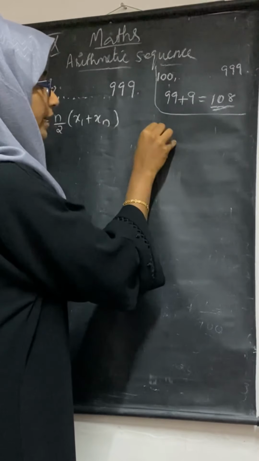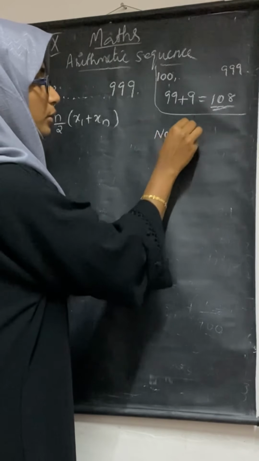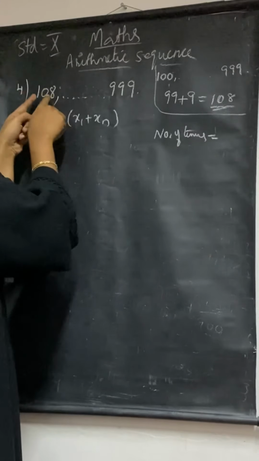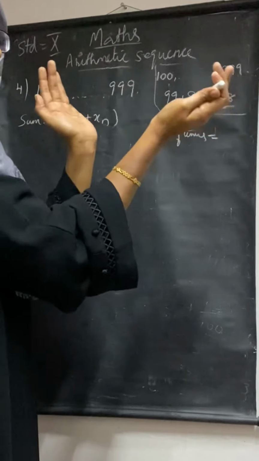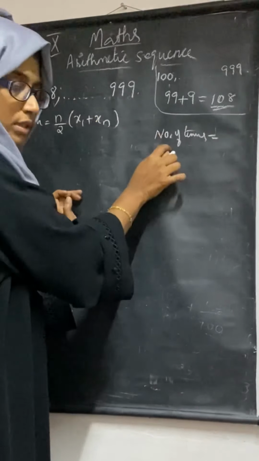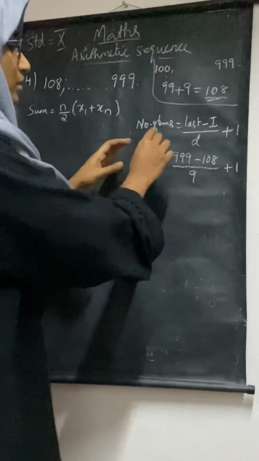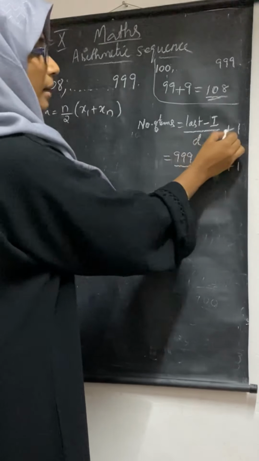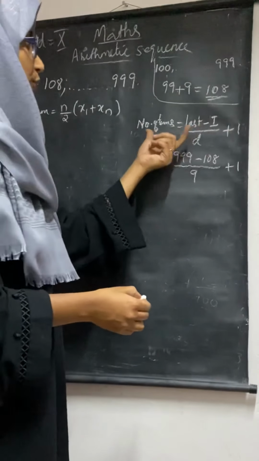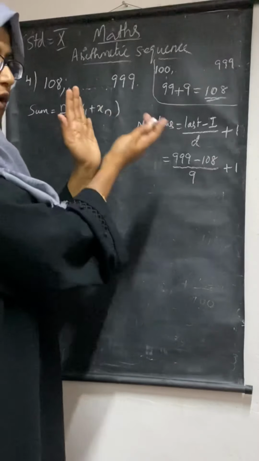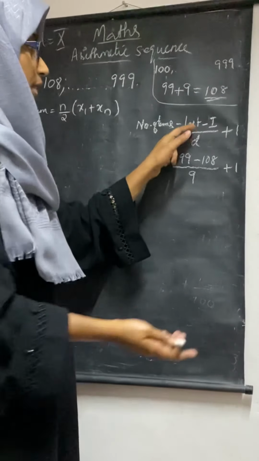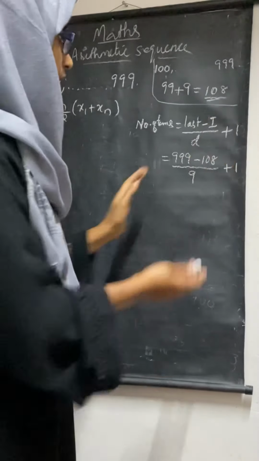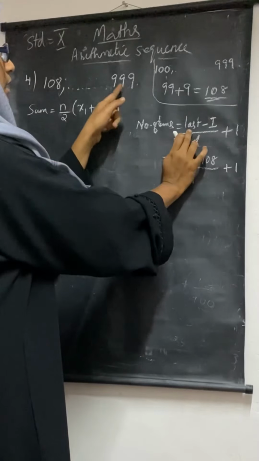Now I can write it on the side. Number of terms is equal to, this is important, okay? Whichever sequence is given, if we don't know the number of terms in between, we have to use this. Number of terms is equal to last term minus the first term by the common difference, plus 1. This is the formula for finding the number of terms in a sequence. Last term minus first term by difference plus 1. Plus 1 you have to add at the end. Now what is your last number here?